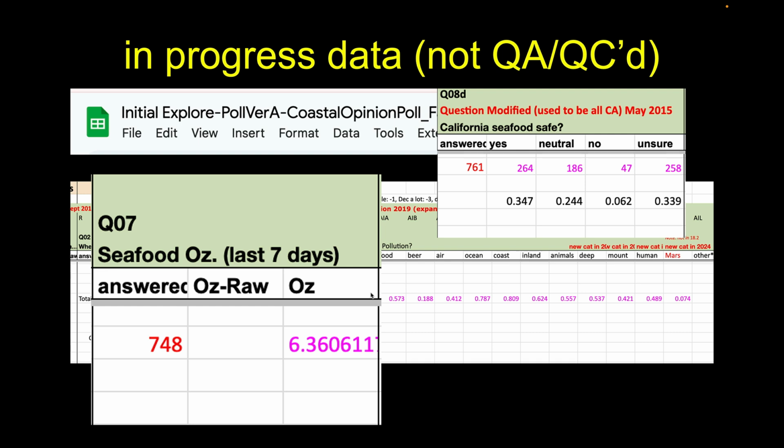Now, you can do this basic summary stats, which is totally cool. And so you can just scroll down to the bottom and see that. And you see that here, for example, in the upper right with our notions of safety of seafood from California. So, for example, this is showing that about 35% of the people we surveyed think it is safe, about 24% are neutral, and about 6% don't feel such seafood is safe, and then about a third of the folks surveyed were unsure either way.